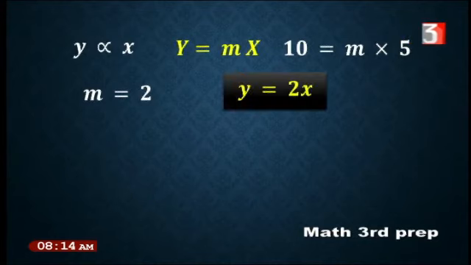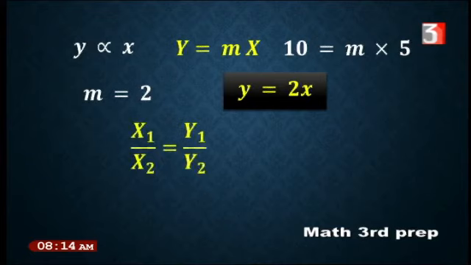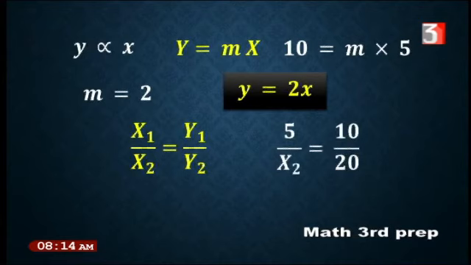Y equals 2x is called the relation between x and y. So now we have got the first requirement, which is the relation between x and y. Then, to find the value of x, x1 over x2 equals y1 over y2. By substituting, the value of x1 is 5 when y1 equals 10, and I want you to find the value of x2 when y2 equals 20.